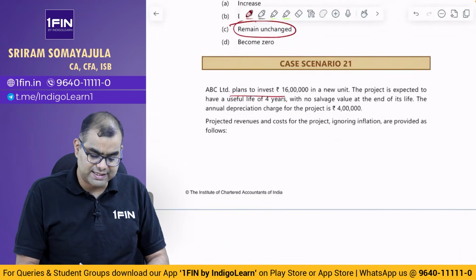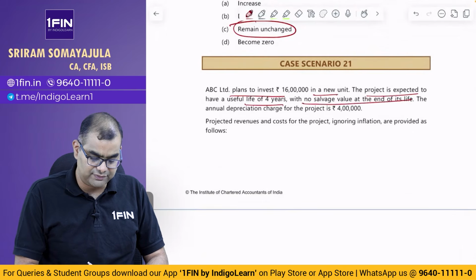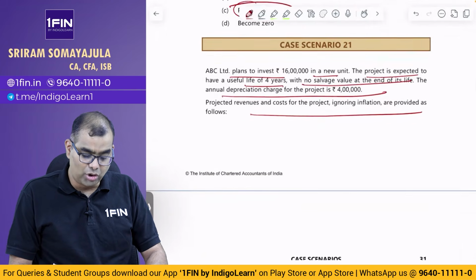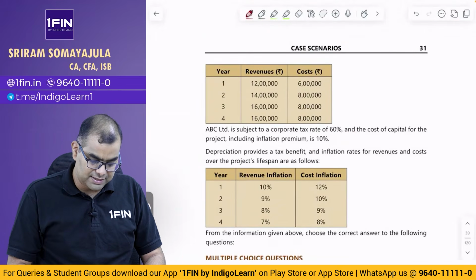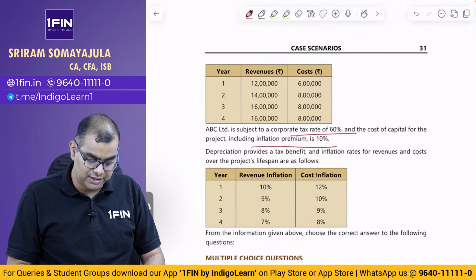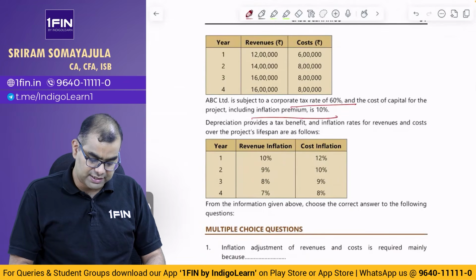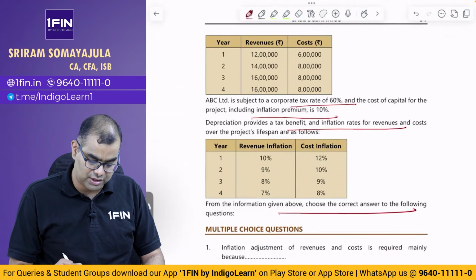ABC plans to invest 16 lakhs in a new unit. The project is expected to have useful life of 4 years with no salvage value at the end of its life. The annual depreciation is 4 lakhs. Projected revenues and costs ignoring inflation are given below. ABC is subject to corporate tax rate of 60. Cost of capital including inflation premium is 10%. Then depreciation provides a tax benefit and inflation rates for revenues and costs are given below. From the information below, choose the correct answer.